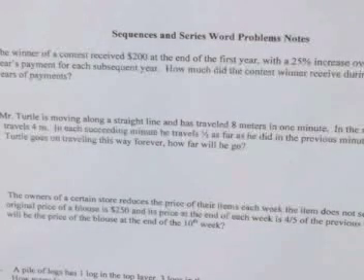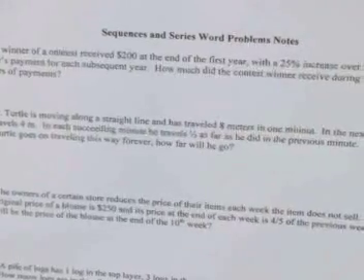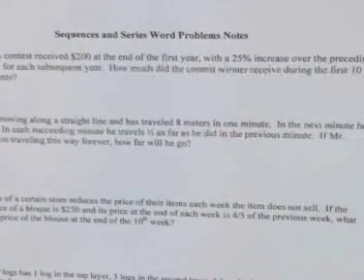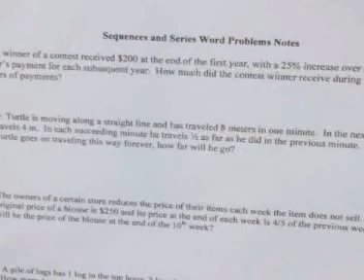So the first one is the winner of a contest received $200 at the end of the first year. With a 25% increase over the preceding year, and each subsequent year she received 25% more. How much did the contest winner receive during the first 10 years of payments? Sorry, I have to move the page back and forth.